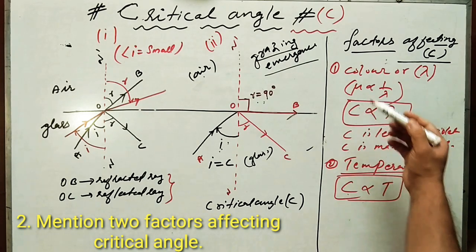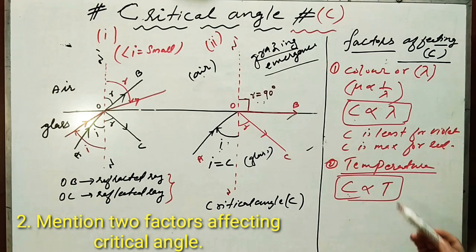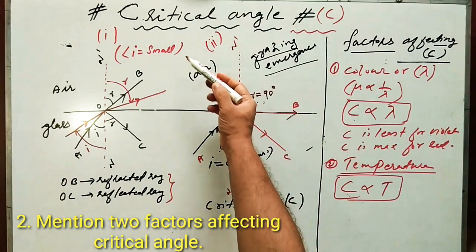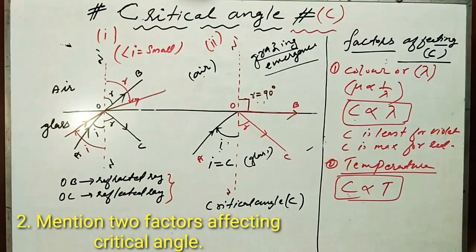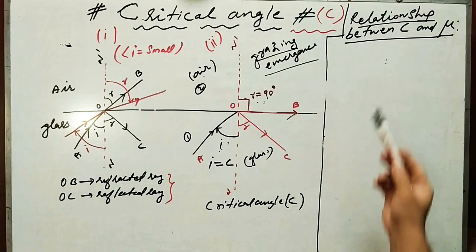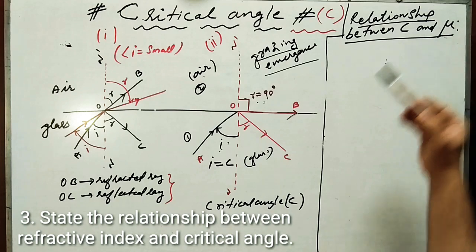So remember these two factors. Critical angle is directly proportional to wavelength. Critical angle increases with increase in wavelength. Critical angle increases with increase in temperature. Please remember these two factors on which critical angle C depends. Clear? Fine. Now let's study what is the relationship between critical angle C and refractive index mu of a given medium.